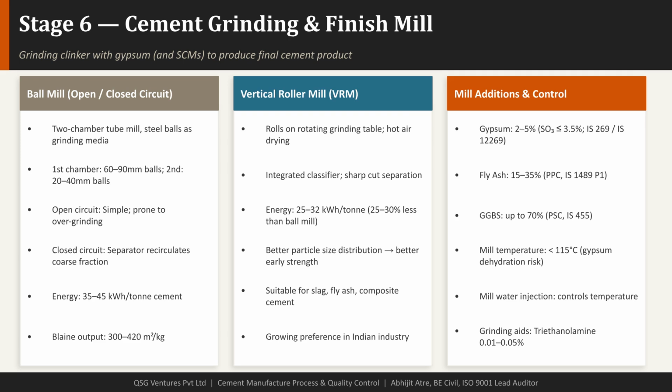Stage 6 is cement grinding and the finish mill. Clinker is ground with gypsum and supplementary cementitious materials, or SCMs, like fly ash, slag, or silica fume. This can be done in ball mills or more efficient vertical roller mills, VRMs. Grinding is controlled via mill temperature, water injection, and grinding aids to achieve the desired fineness and cement properties.